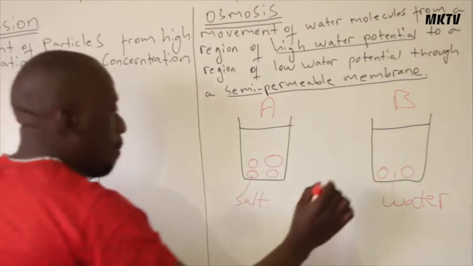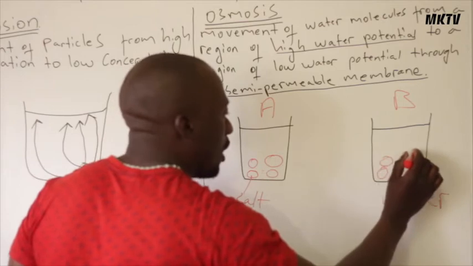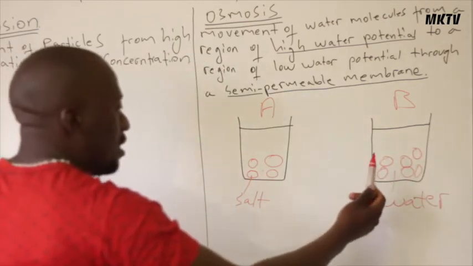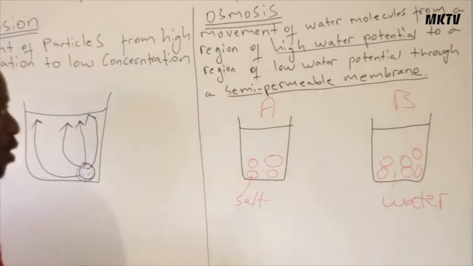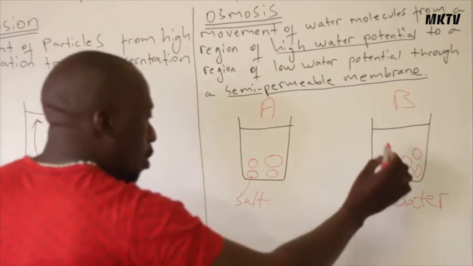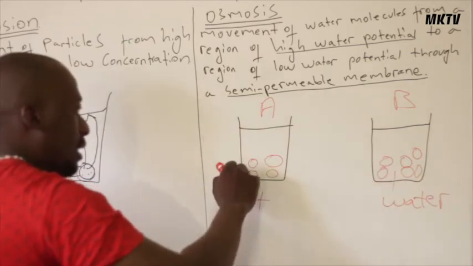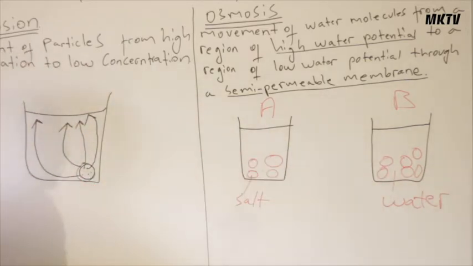But if I put more salt and more salt and more salt, the salt particles in here are now plenty, which means the water potential here is now lower than in the beaker A solution.